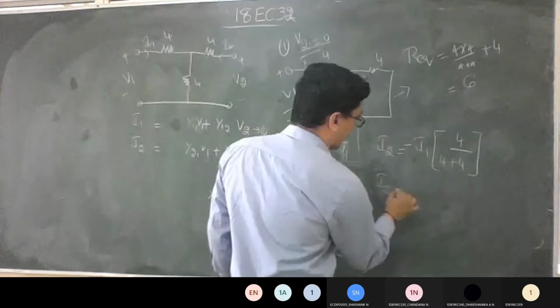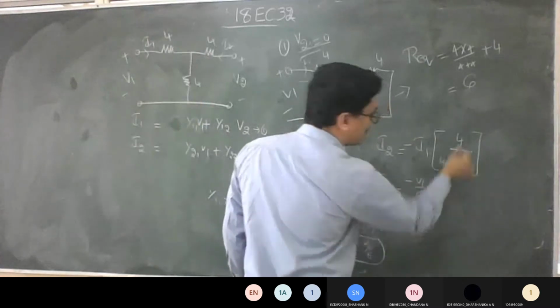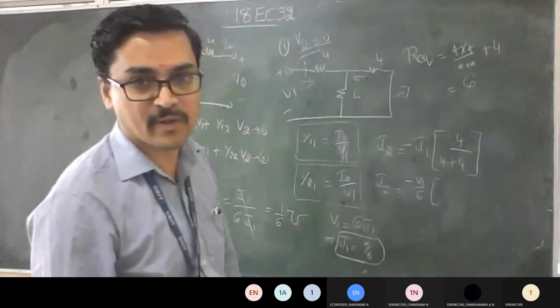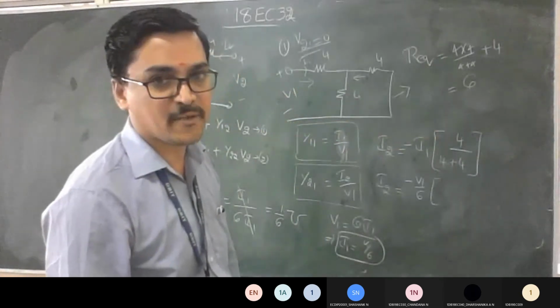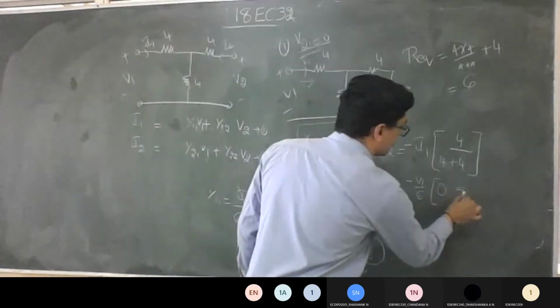So then what will happen? I2 is equal to minus V1 by 6 into how much is this answer? 4 divided by 4 plus 4. It's 4 by 8. It's 0.5.